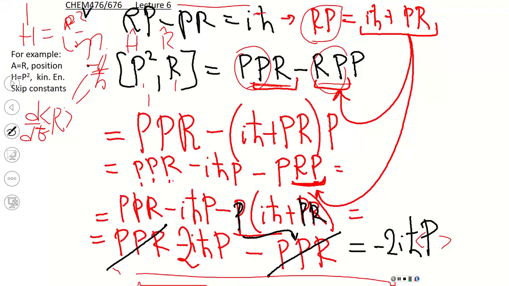Okay, and then when they cancel, you have minus I h bar P, and then up front there is a factor 1/2m. So 2 will cancel, and then there will be I h bar P over 2m.